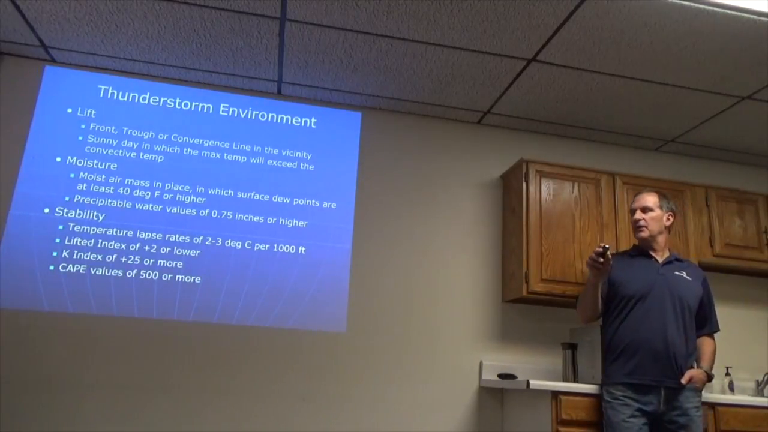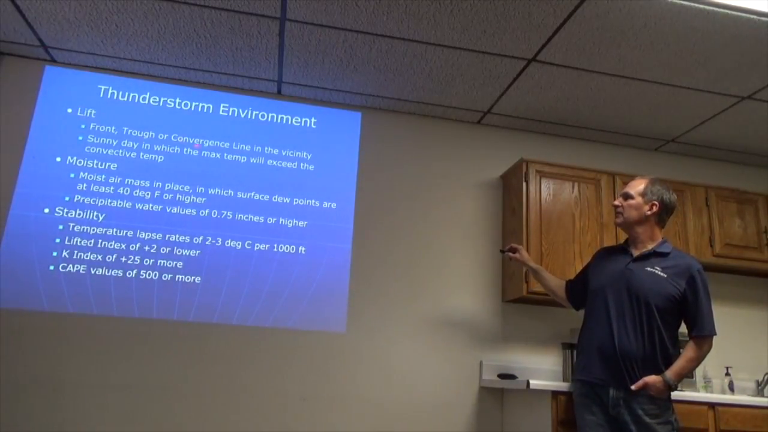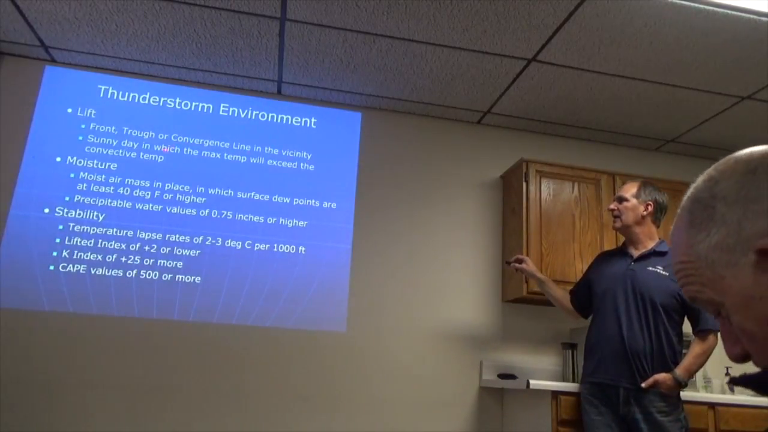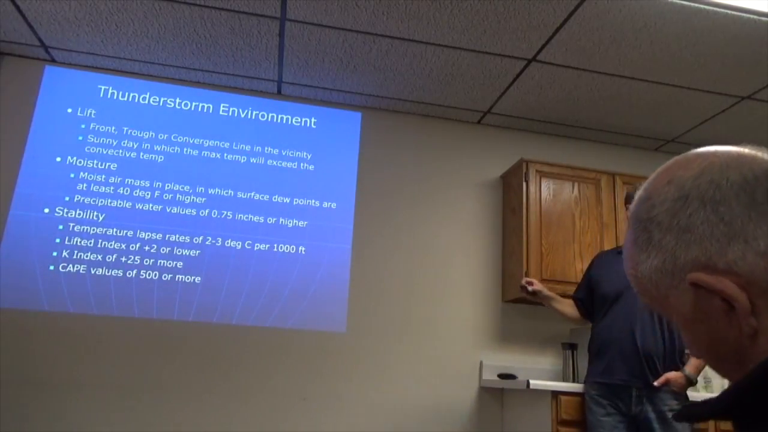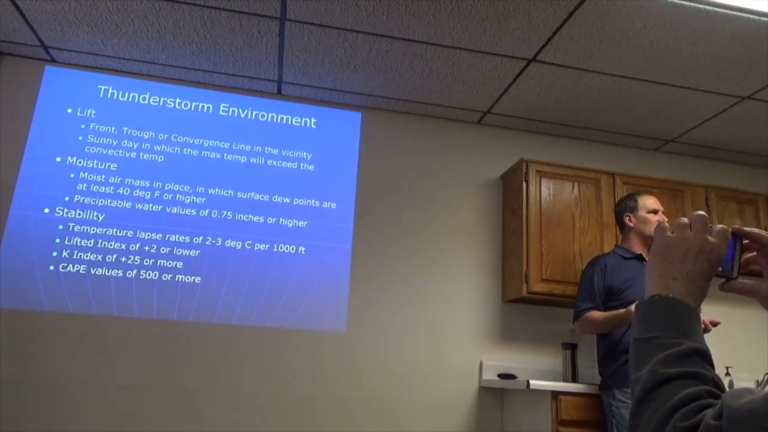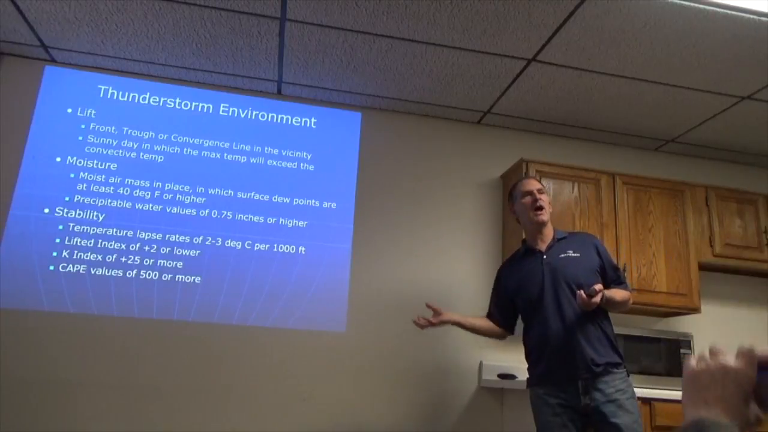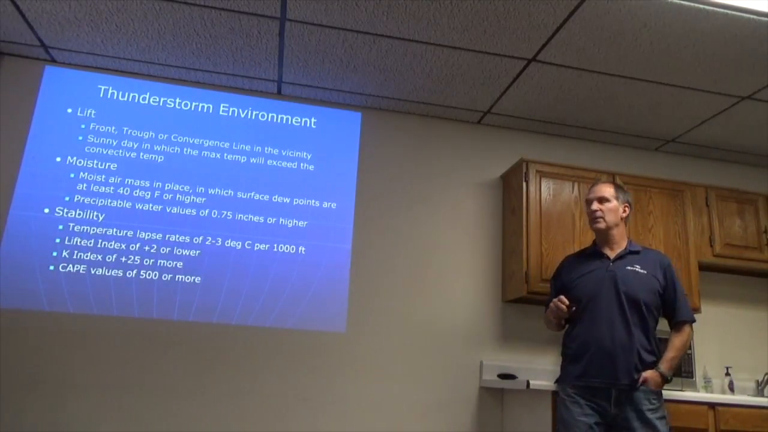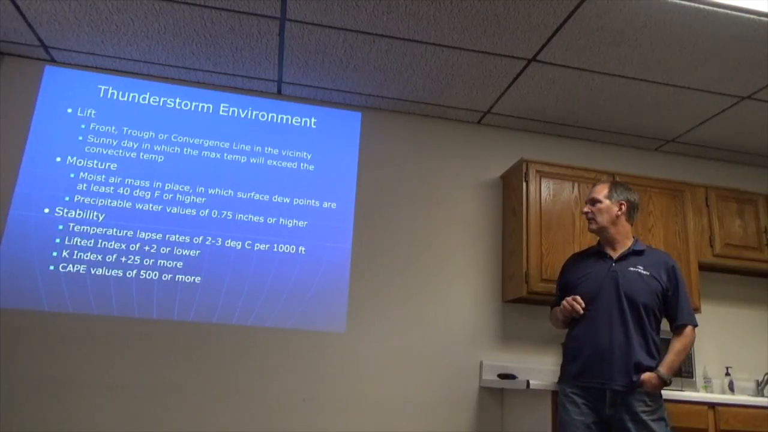So again, the thunderstorm environment, lift, what do we want? We want a front or convergence line, something to give it lift, or a sunny day in which the maximum temperature exceeds what we call the convective temperature. That means you have temperature high enough that you're getting enough lift to produce a thunderstorm from the heating itself.